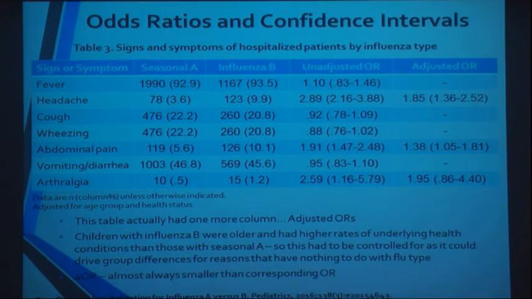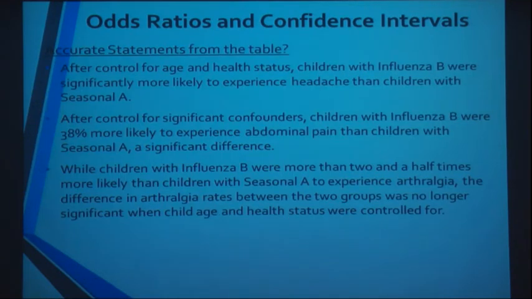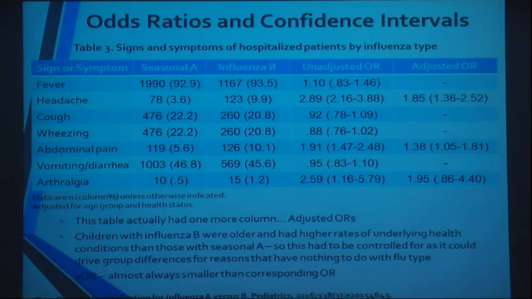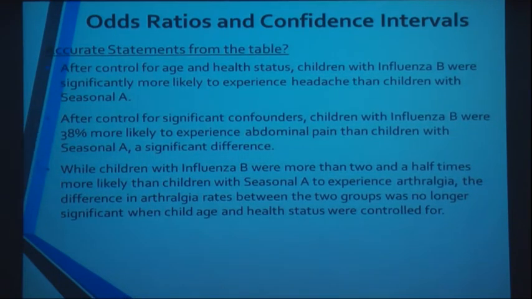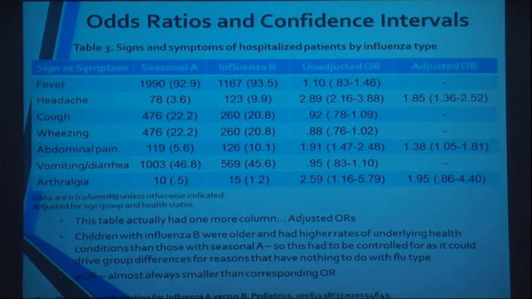All right, so a couple things we can conclude about this table. Okay, after controlling for age and health status, children with influenza B were significantly more likely to experience headache than children with seasonal A. Okay, so our unadjusted was significant and our adjusted was significant. Okay, that confidence interval doesn't include 1. All right, after controlling for significant confounders, children with influenza B were 38% more likely to experience abdominal pain than children with seasonal A. This was a significant difference. Okay, right here, 38%. Confidence interval does not include 1. It's close, but it doesn't include 1, so it's significant.